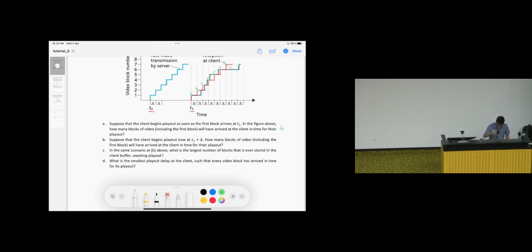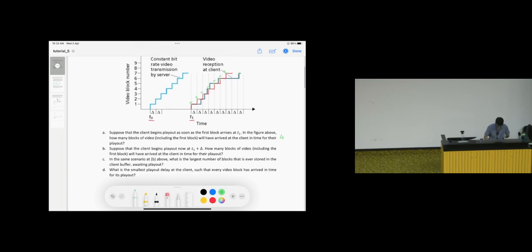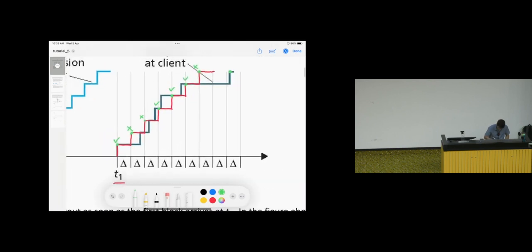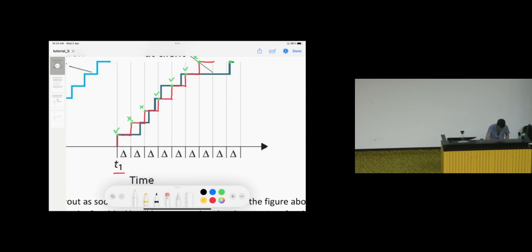So in B, suppose that the client begins playout at T1 plus delta. How many blocks of video, including the first block, will have arrived at the client in time for their playout? Okay, so let's zoom in again. Let's use a different color. So now we are going to begin playout at this time, delta time later. So again, I'm drawing the same very carefully.